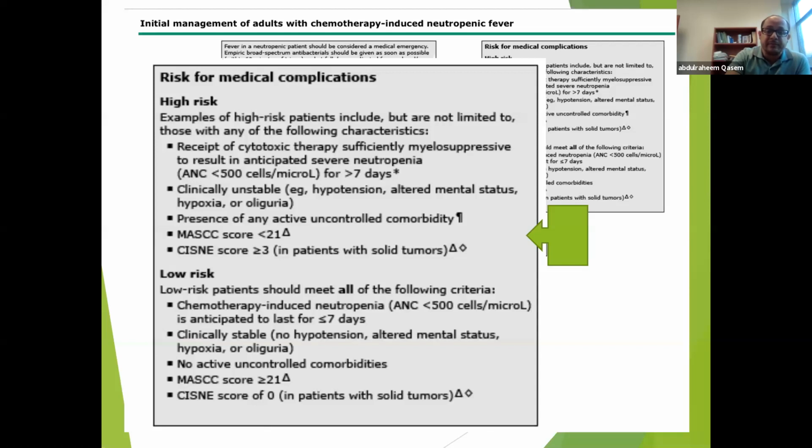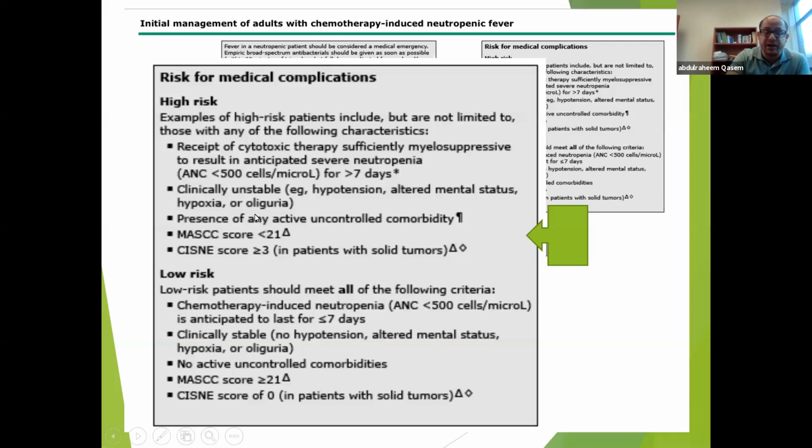And then you take into consideration the MASCC score and the CISNE score, the ones that we calculated initially. Any MASCC score that is less than 21 is considered high risk, because most of those scores are actually looking for good signs: absence of hypertension, absence of COPD, absence of cardiovascular disease. So if the score is 21 or less, that indicates severe illness, and a CISNE score more than 3 is considered high risk.